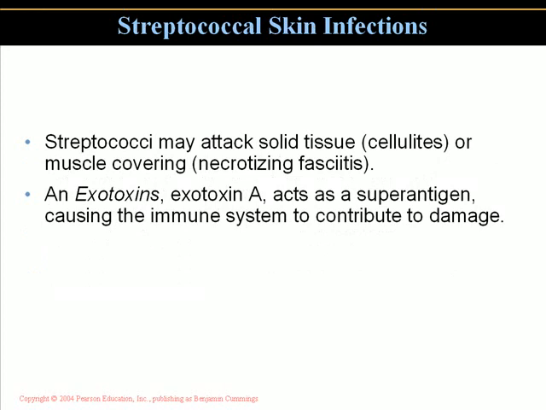Muscle covering, necrotizing fasciitis. It's when the infection gets into the fascial planes, the tissue layers that separate, say, subcutaneous tissue from muscle tissue. The muscle is separated by fascial planes, and when we see the Streptococcus infection invading into these fascial planes, it's referred to as necrotizing fasciitis. An exotoxin, particularly exotoxin A, acts as a superantigen, causing the immune system to contribute to damage.